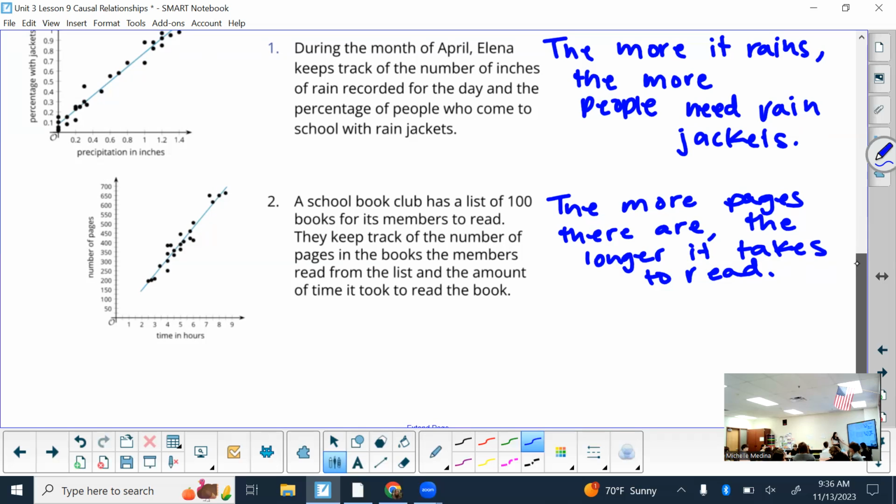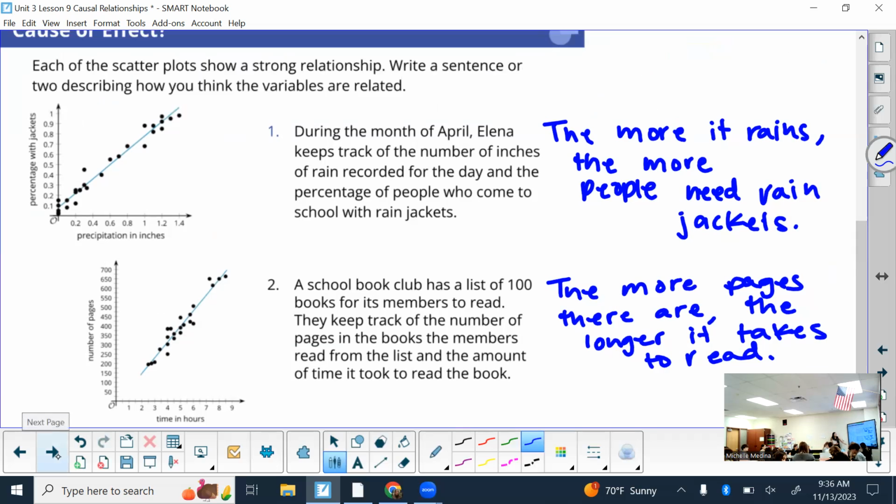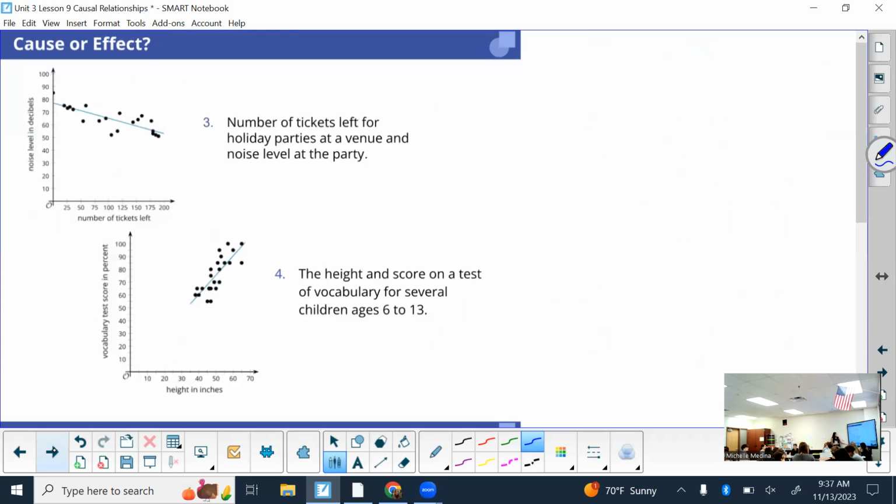All right. Table 3, number 3. Okay. Number of tickets left for holiday parties at a venue and noise level at the party. Why is that a strong relationship?